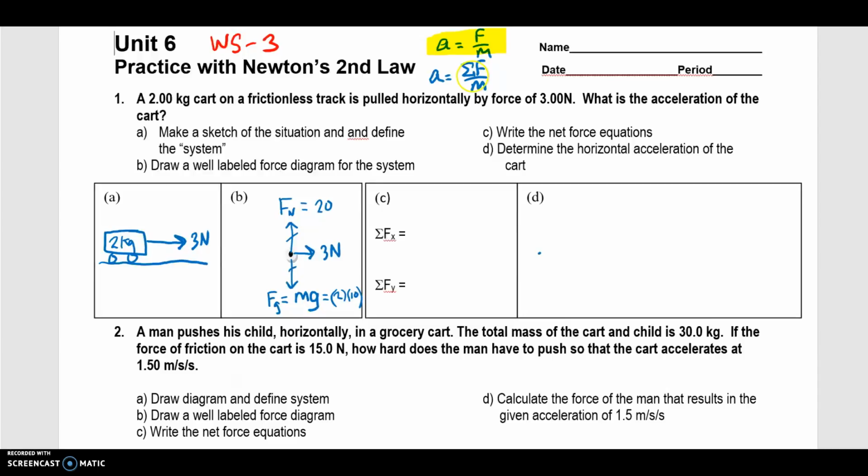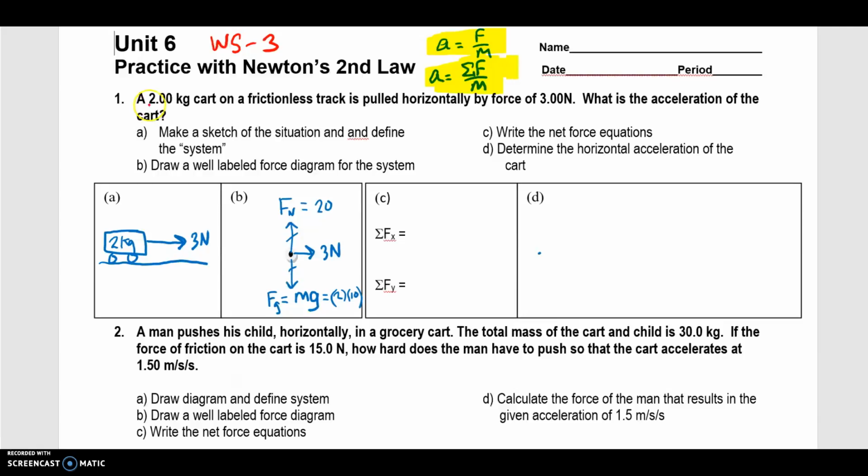Well, you'll remember sigma F is a symbol for net force, so get used to seeing it written like this as well. Still Newton's second law, be more explicit here that the sum of the forces is the net force.